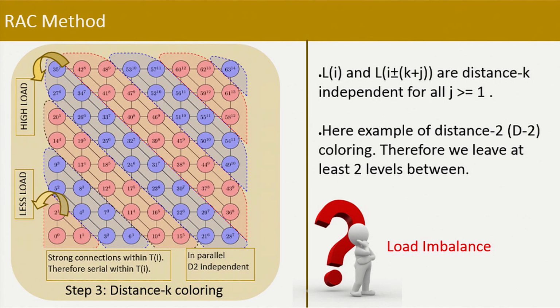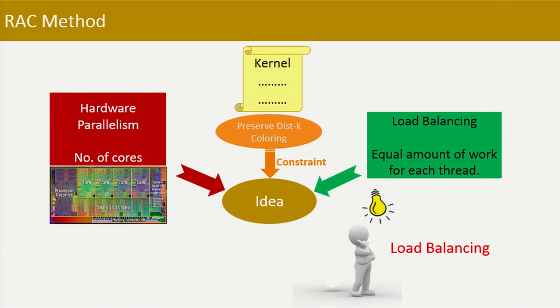In order to fix this problem, as a final step, we do a load balancing scheme. The idea here is to plug in details from the hardware side like parallelism required and also bring in the concept of load balancing, that is to distribute equal amount of work for each thread, while at the same time satisfying the criteria for distance k coloring.